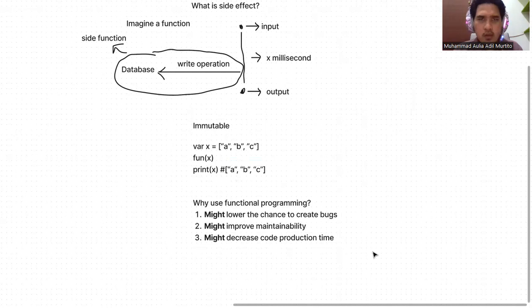Now, why do we have to use functional programming? If you ask this question, well, when we talk about a programming paradigm, it is basically an alternative solution to a certain problem. It might lower the chance of creating bugs. It might improve maintainability, and it might decrease code production time.